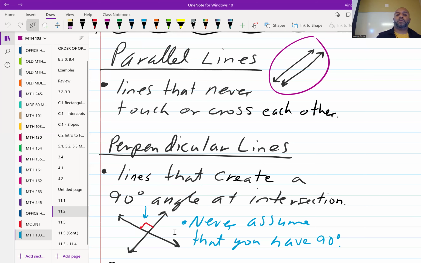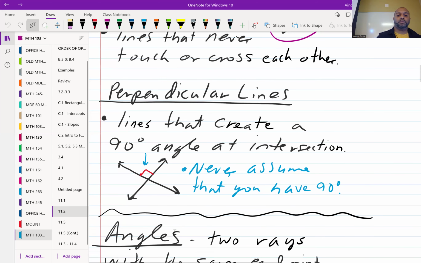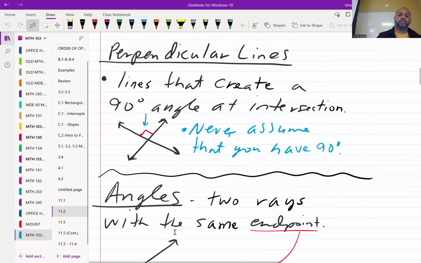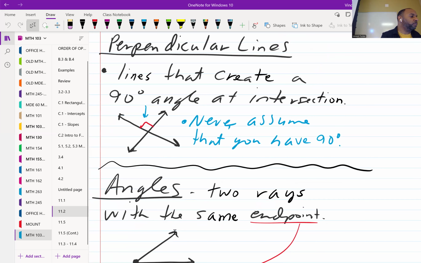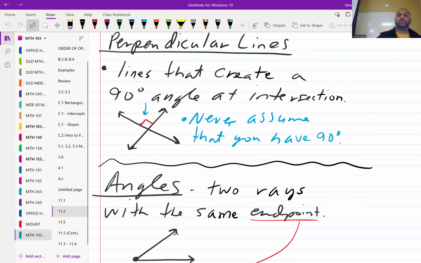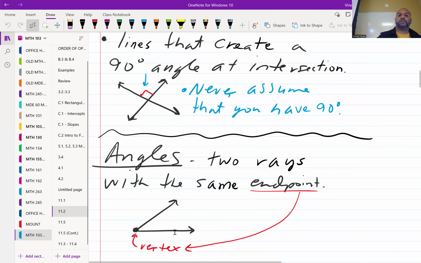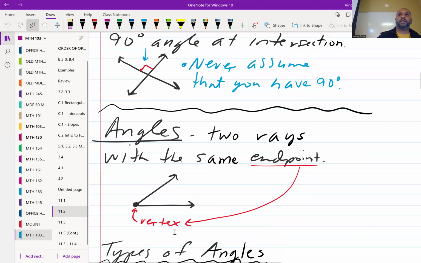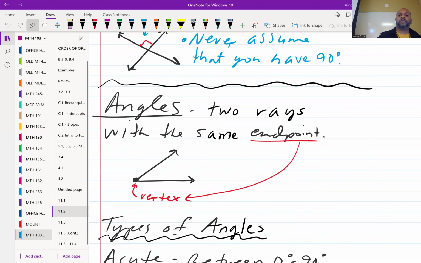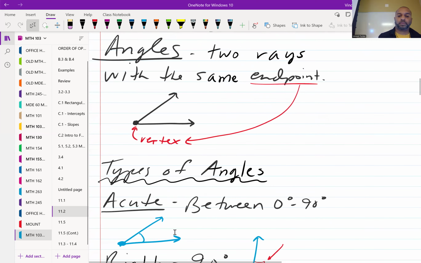All right, scrolling up some. By holding on to perpendicular lines. All right, angles, just two rays with the same endpoint, and that endpoint is called the vertex.